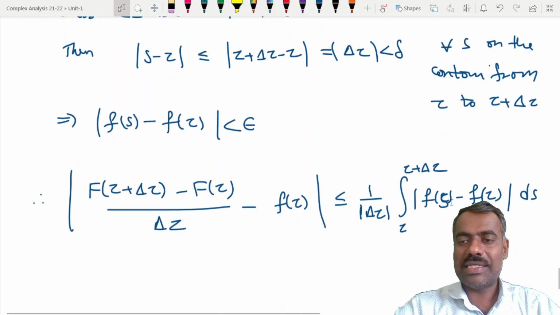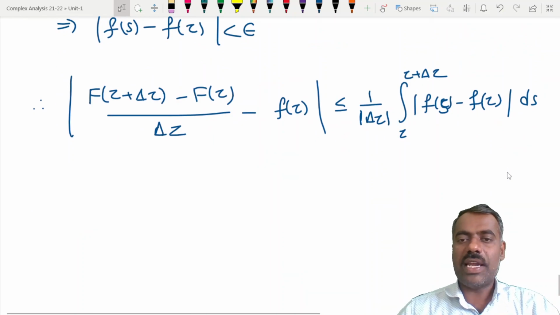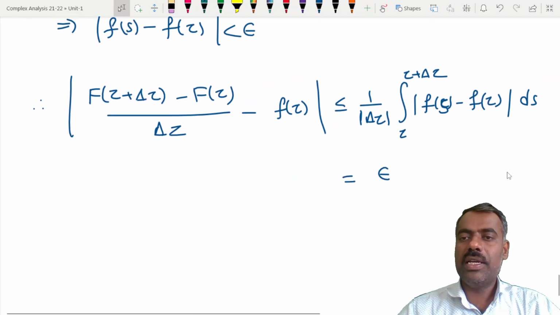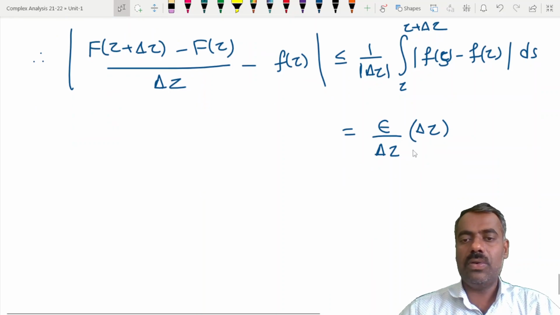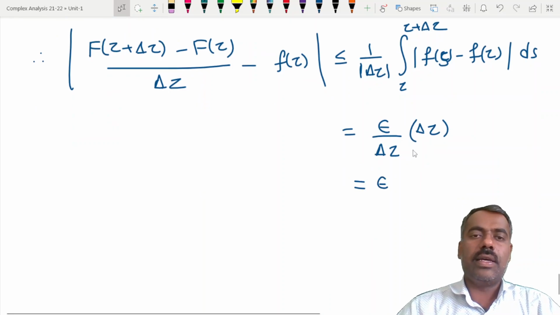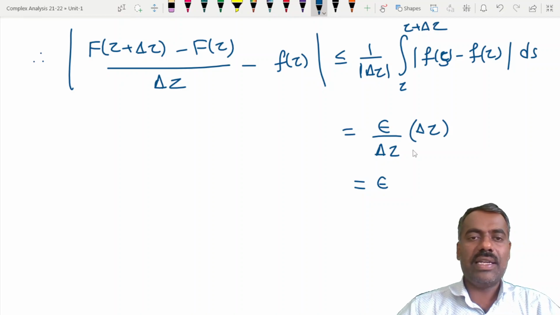It is true for all s here, so epsilon will come outside. This gives epsilon into epsilon by delta z, then z plus delta z minus z, right? Therefore, what we will have here is equal to, right? Therefore, modulus, as delta z tends to 0, what we have here is less than epsilon.